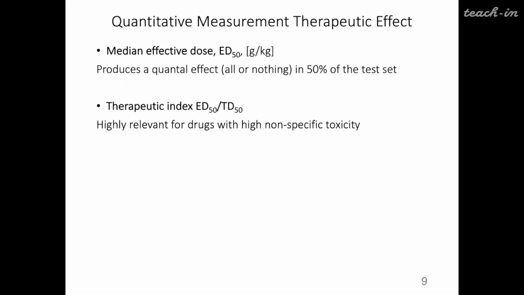So this metric is highly relevant for drugs with high non-specific toxicity. And this may be the case for anti-cancer drugs, for example, for chemotherapy. Many chemotherapy drugs are very toxic. However, we are interested in the ratio of effective dose to the toxicity. Because when it's negligible, we should consider this value.